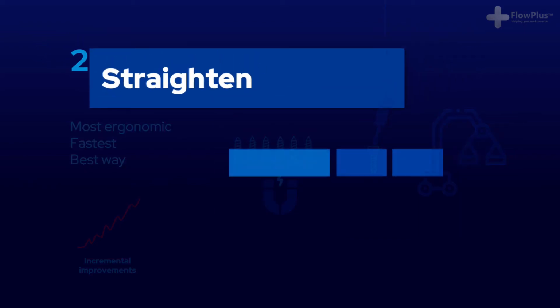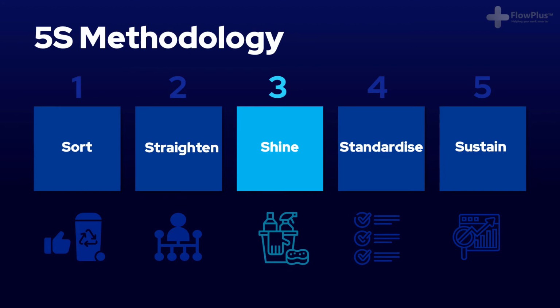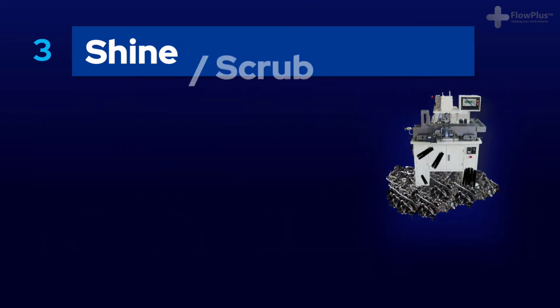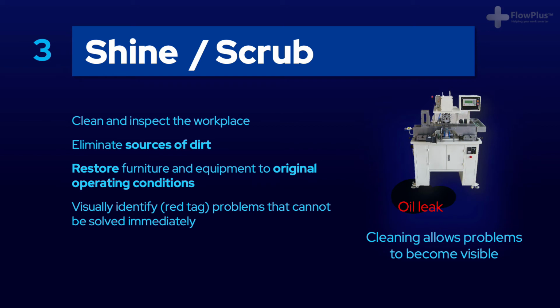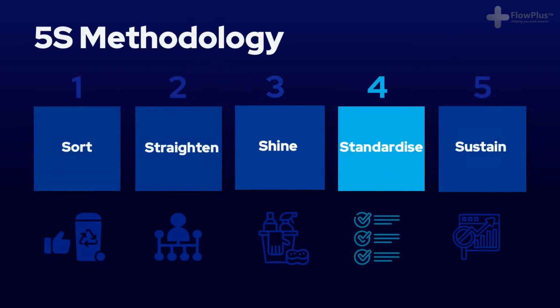The third S is shine, also sometimes known as scrub. This refers to cleaning all the tools and equipment and ensuring they perform as intended by the manufacturer. This stage can be laborious, but is important to ensure tools are maintained correctly. The reason for cleaning all equipment to its original condition is to ensure any defects, leaks or issues with equipment can be identified as soon as possible. Cleaning and inspecting come hand in hand, and without fully cleaning first, it's very hard to inspect. Once you have maintained all equipment, you can then move on to the next S.